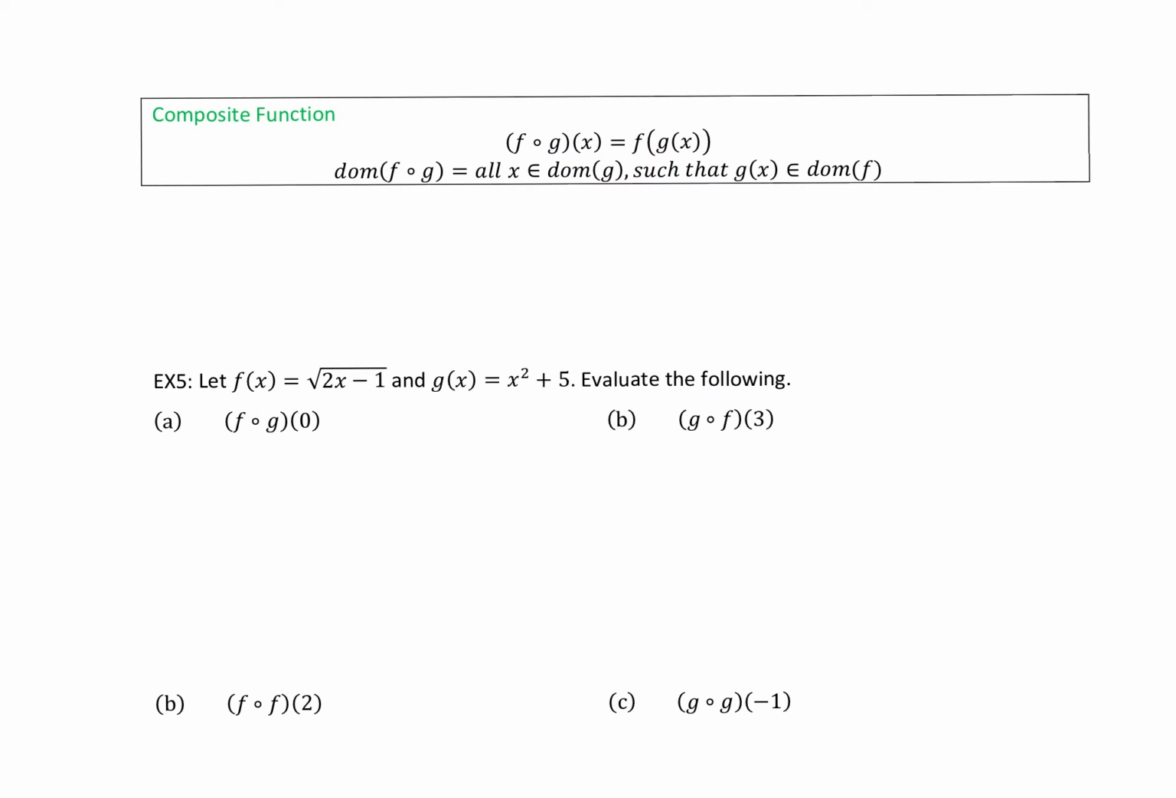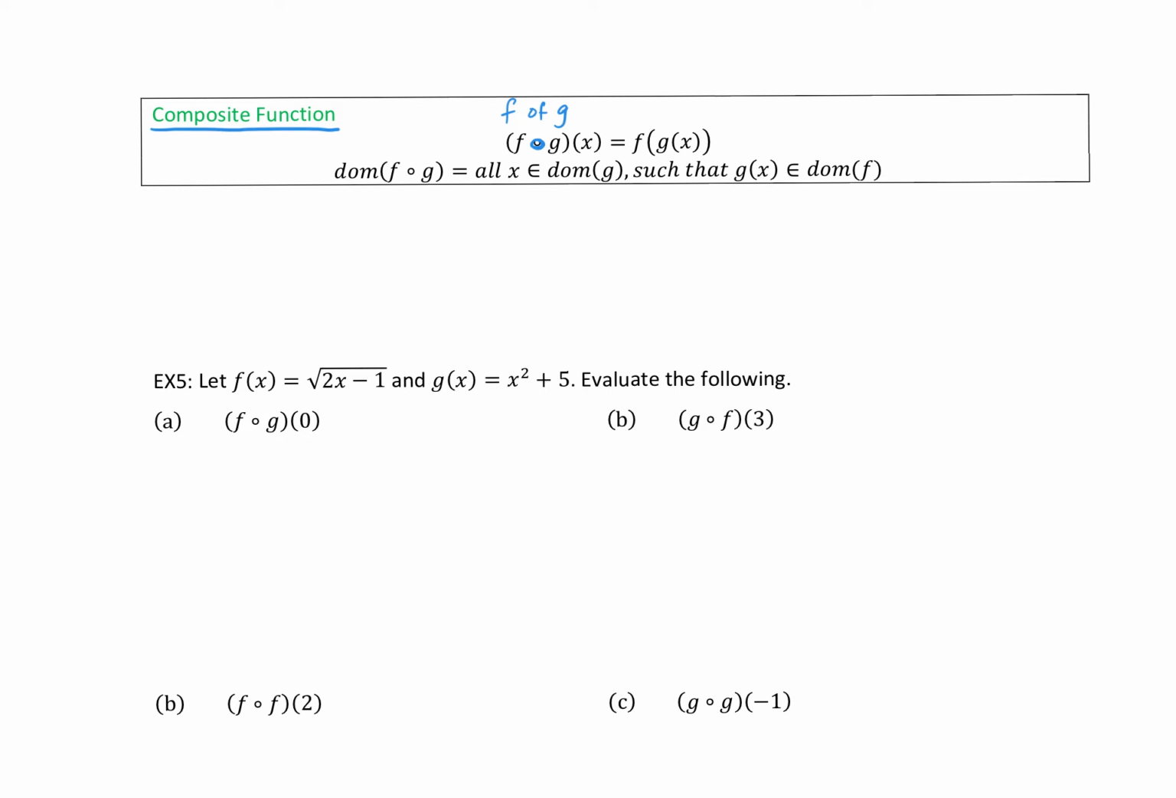The last thing we're going to talk about is another way that we can combine functions. So here we have what's called a composite function. And we've got this weird circle between the f and the g. And that's not the degree symbol. That's not a multiplication. That literally means "of." So this reads f of g. So this is a composite function, sometimes called a composition of functions.